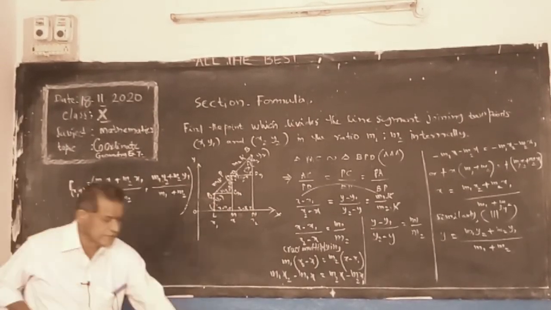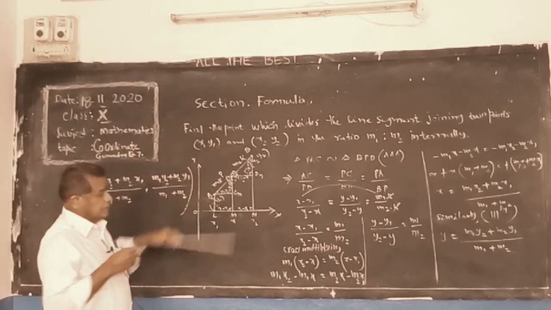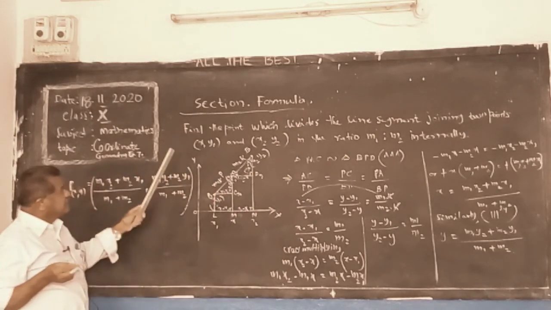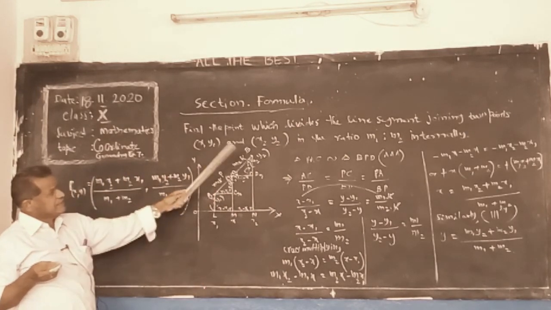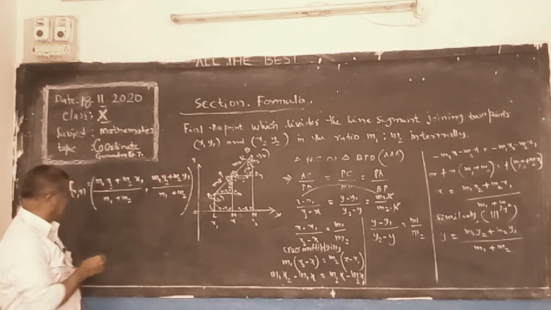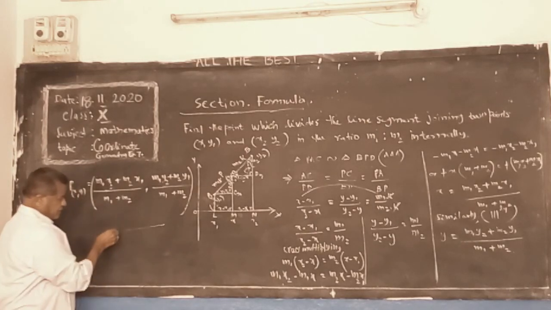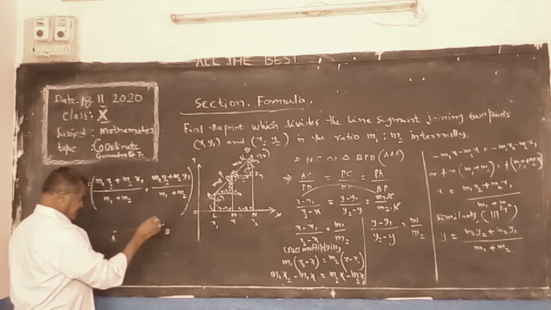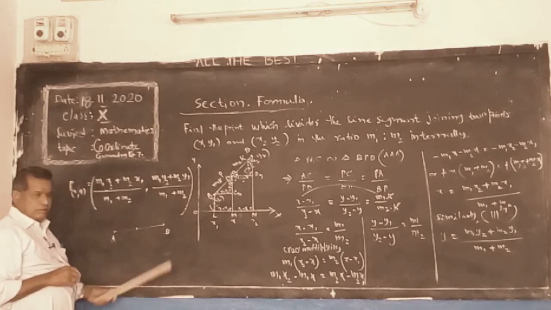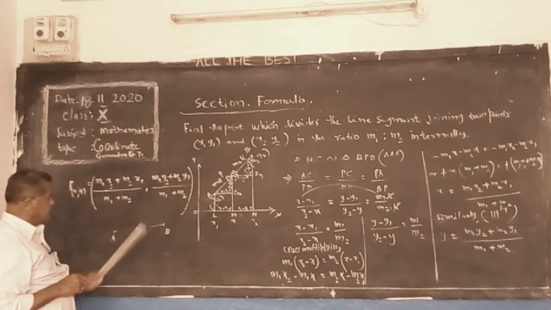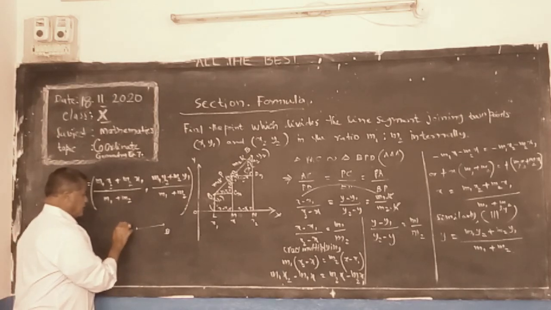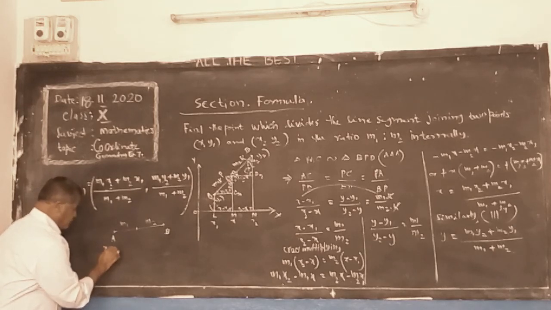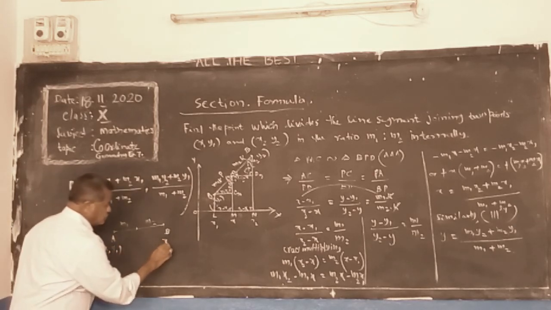This formula is called the section formula. Section formula means the ratio formula. Find the point which divides the line segment joining two points internally in the ratio m1 to m2. Here the points are (x1, y1) and (x2, y2).